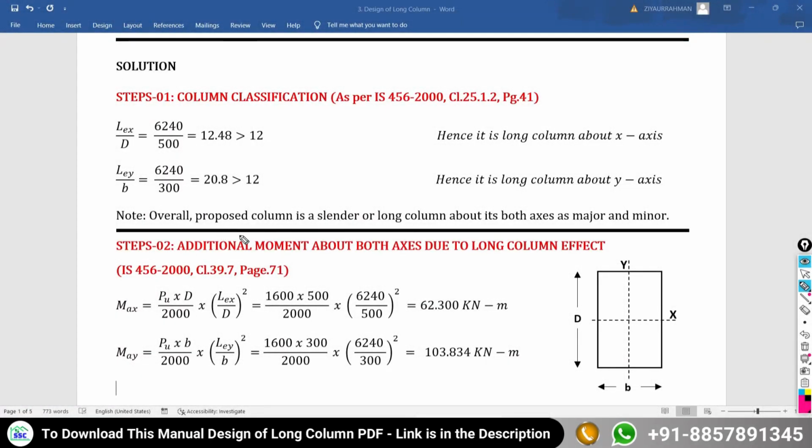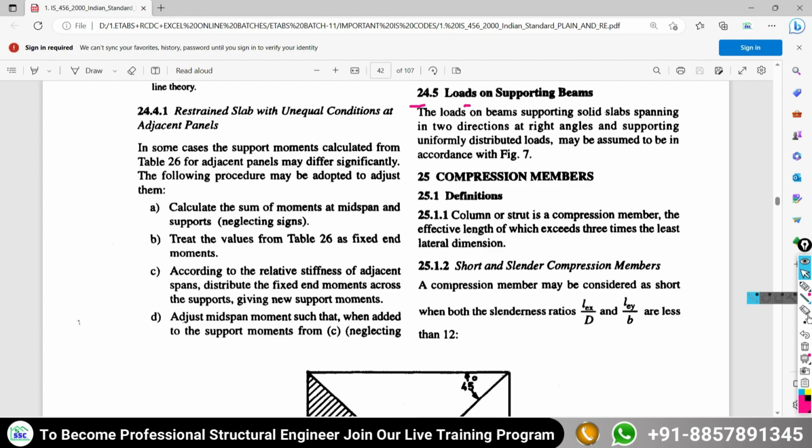Now let's start the design. In the first step, we are going to see the classification of the column as per IS 456-2000, clause number 25.1.2, page number 41. This clause defines the type of the column as short column or long column.